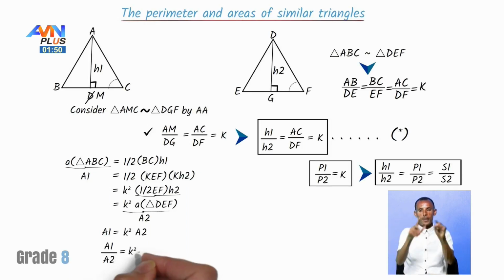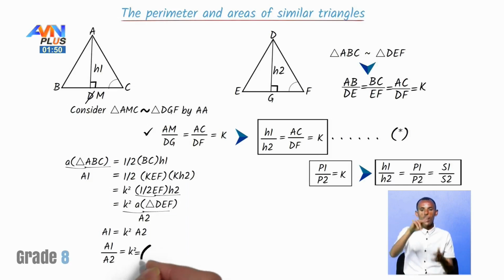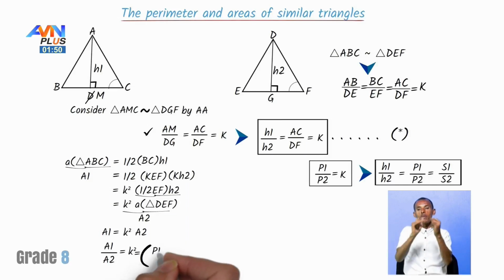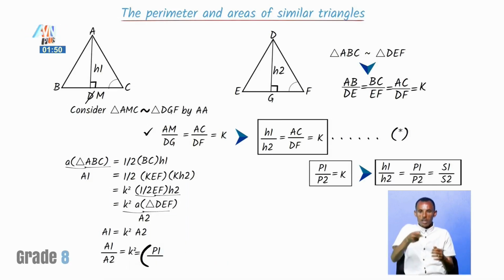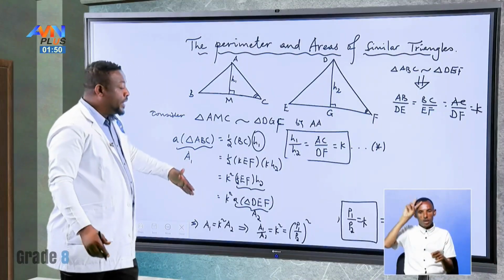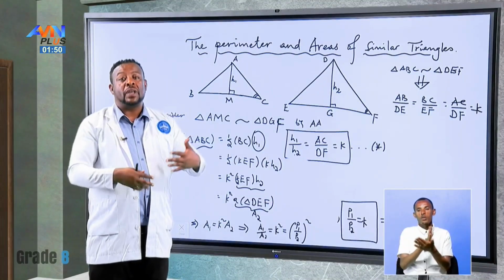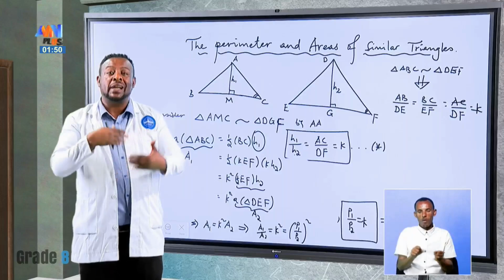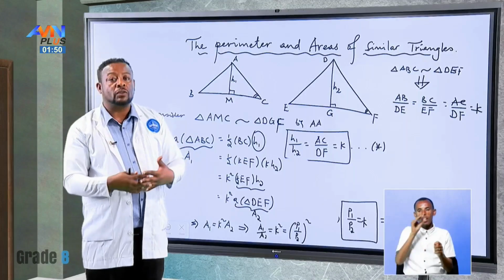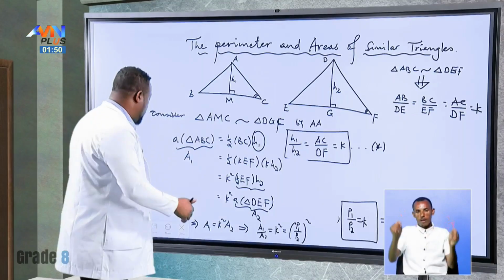But K is P1 over P2 or H1 over H2, so this is exactly the same as P1 over P2 the whole square. So there is a relationship between the ratio of the areas of two similar triangles and the perimeters of two similar triangles. So let's write this formally.